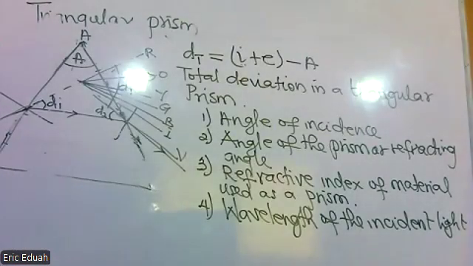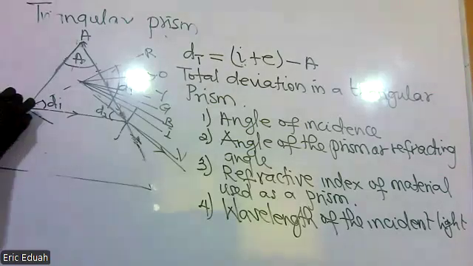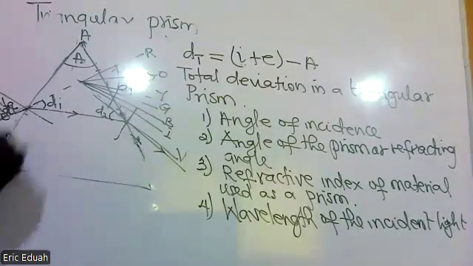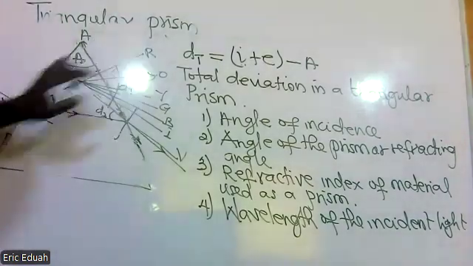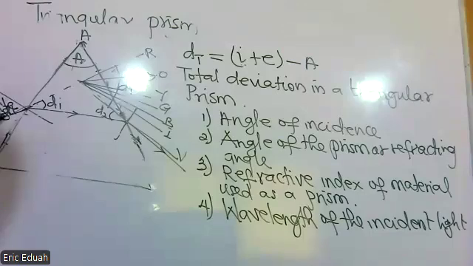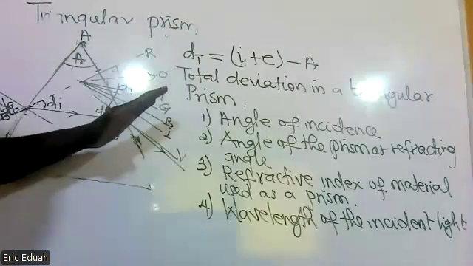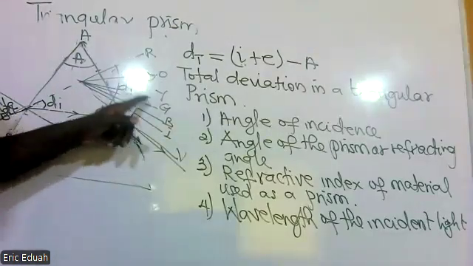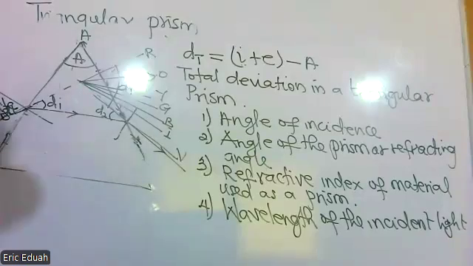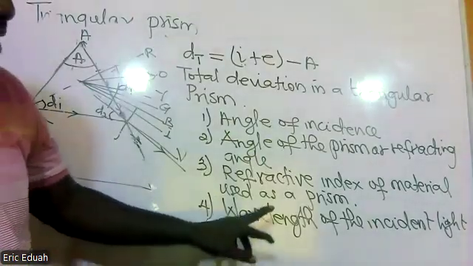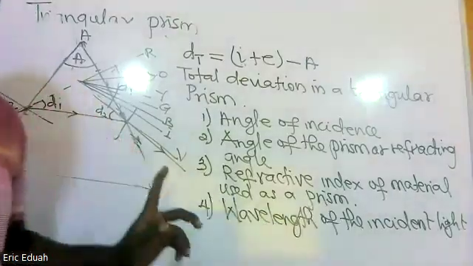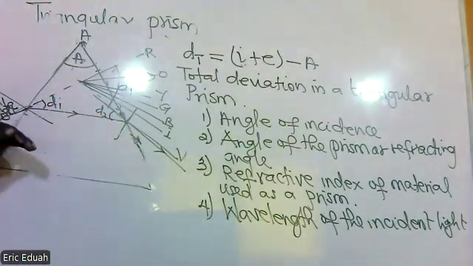What it means is that if you incident white light, which is no color, meaning if you pick one of them and you incident it here, blue and red will be deviated differently. Orange, green, and so on and so forth. So the total deviation is also influenced by the wavelength of the incident light. When you change the wavelength, the deviation would also change.